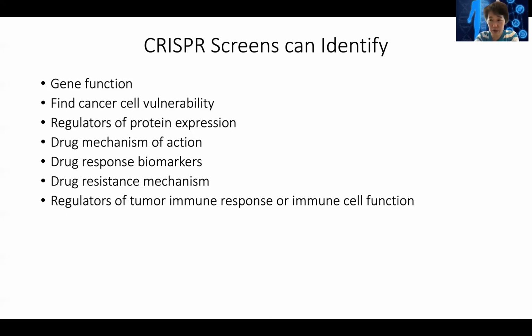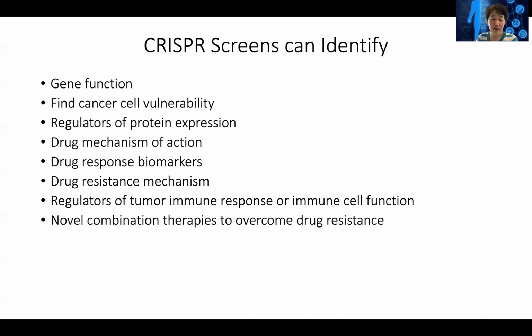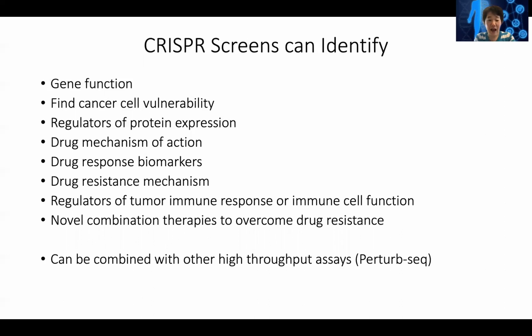We can use CRISPR screens to find a lot of regulators of tumor immune response or immune cell function. And we can also identify novel drug combinations, whether it's targeted therapy or immunotherapy, to overcome drug resistance. And also we can combine CRISPR screens with other high throughput assays such as Perturb-seq to understand even more about tumor immunity or gene function and drug response.